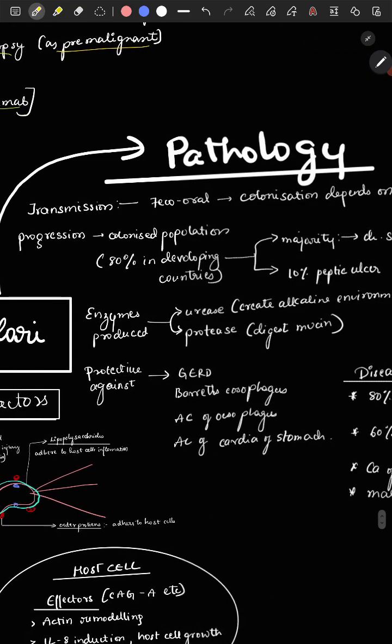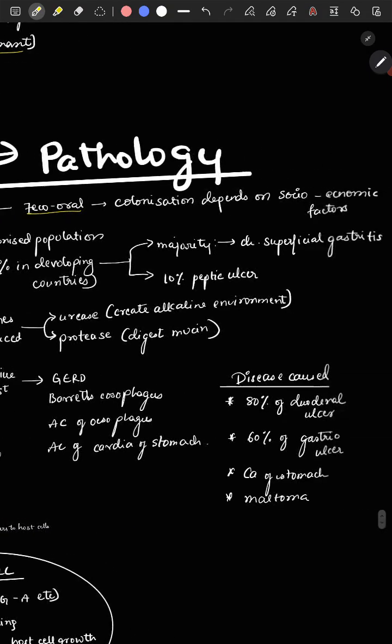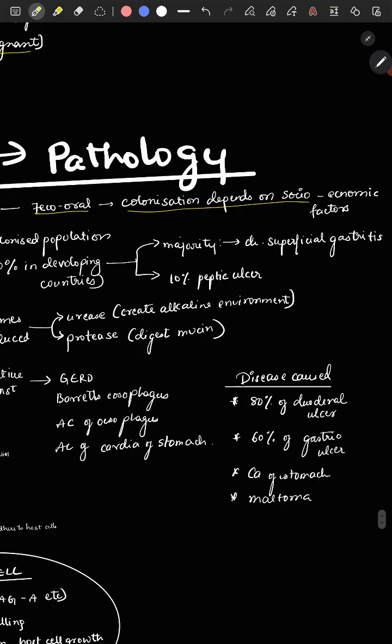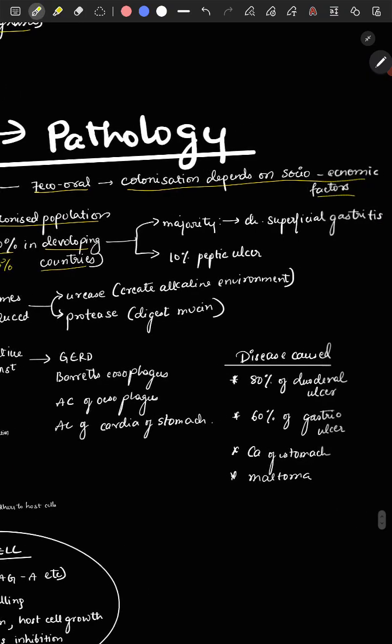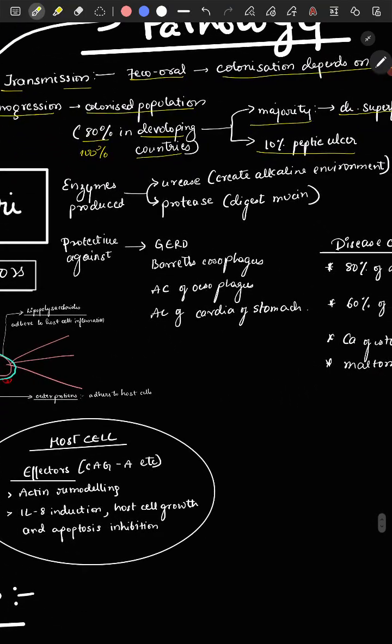The pathology behind H. pylori is that it is transmitted through the feco-oral route. The colonization depends on socio-economic factors. In developing countries, about 80% of the population is colonized, in some places up to 100%. The majority develop chronic superficial gastritis, and 10% develop peptic ulcer. The enzymes produced by it are urease and protease.